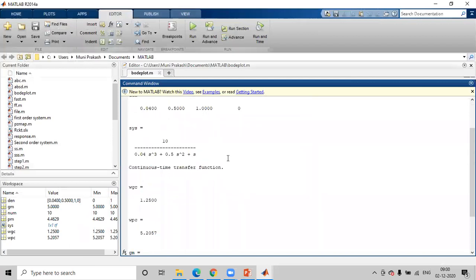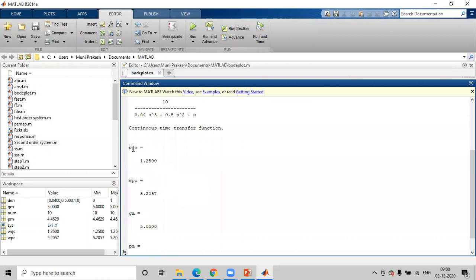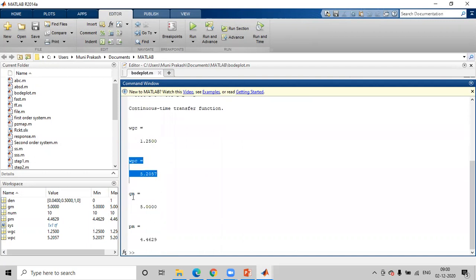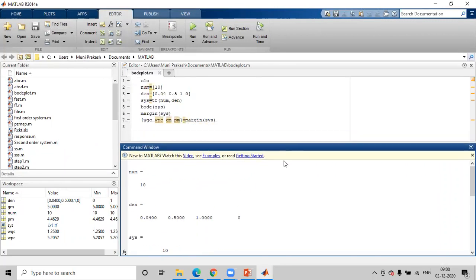We'll see the command window first. So this is the transfer function. For this transfer function, omega GC, omega PC, gain margin, and phase margin, all the data is there. So it is in the command window, and the same data will be available in the graph also. Now we will check the graph.